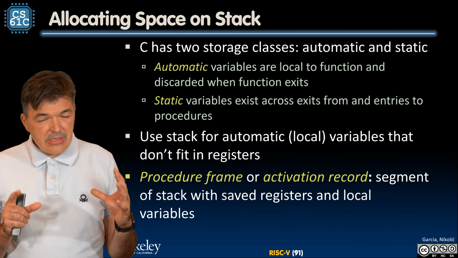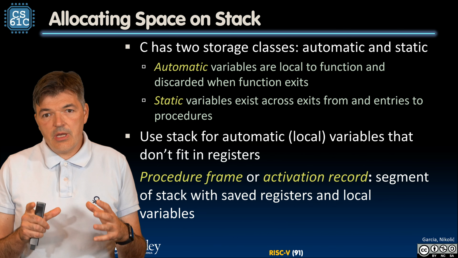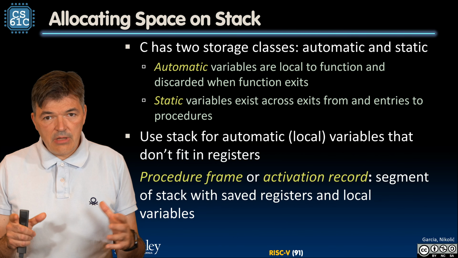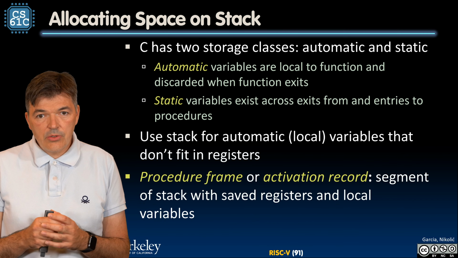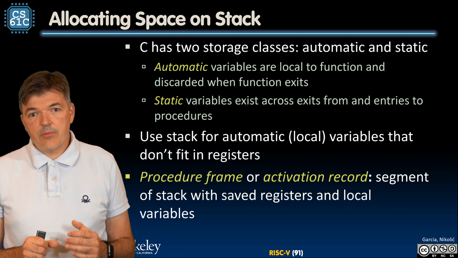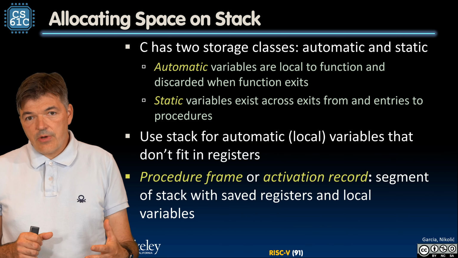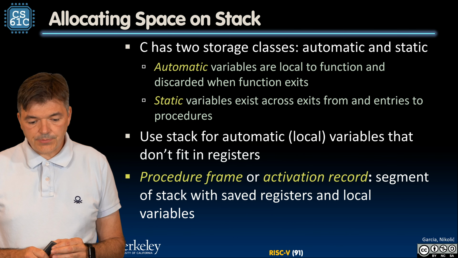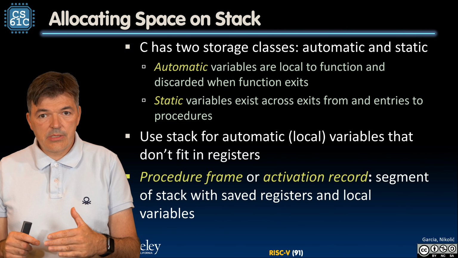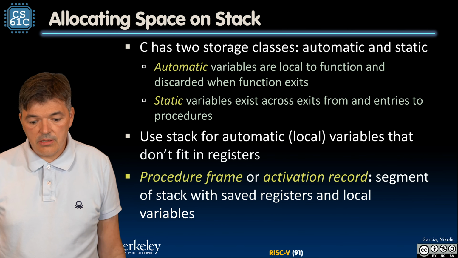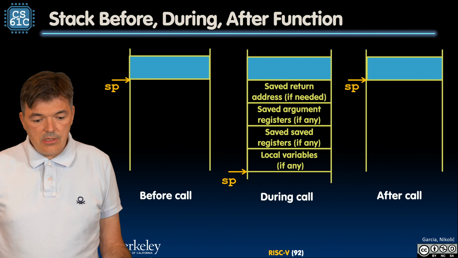So this stack frame that we mentioned before not only has the return address and some of the registers that need to be saved, but also contains all these variables that cannot fit into the registers. So that's why it's called a procedure frame or procedure activation record, which is a segment of a stack that has all the saved registers and local variables that are needed to run that procedure. Let's take a look at how it looks.